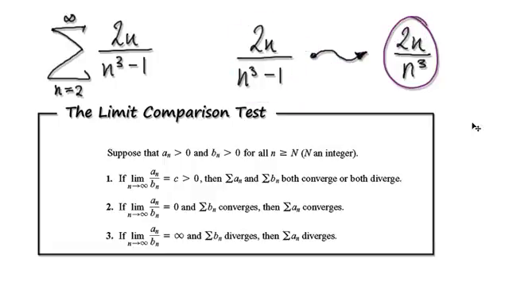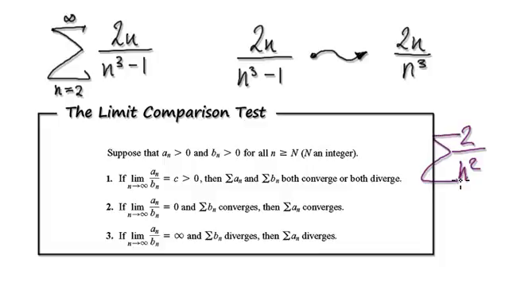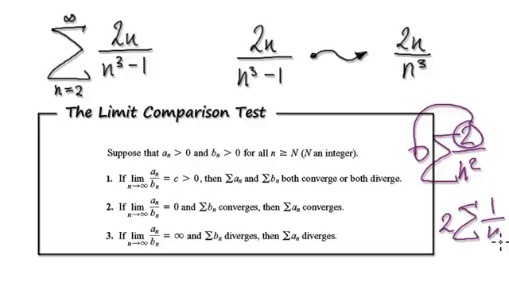You can rewrite it as 2 over n squared. When you take the summation, the 2 comes out, so it's 2 times the summation of 1 over n squared. This we know is going to converge. When you multiply by 2, the whole thing will still converge.